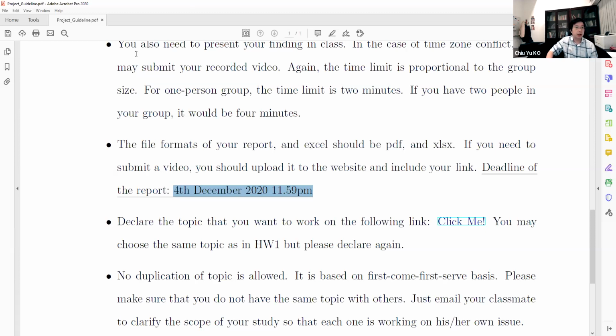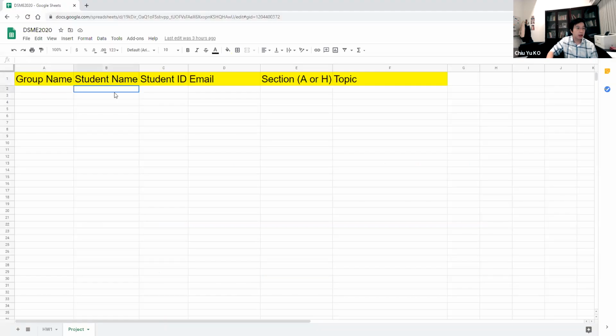Okay, so make sure that you write your group name, student name, student ID and email. In case of an emergency, also write your section, A or H, and then write a topic. We'll do it in the very last two classes.